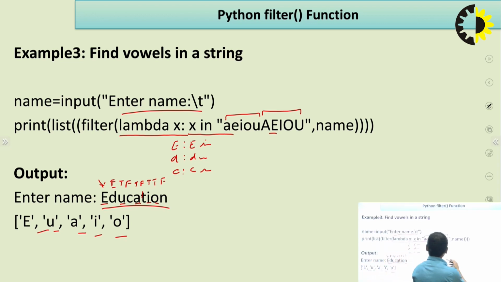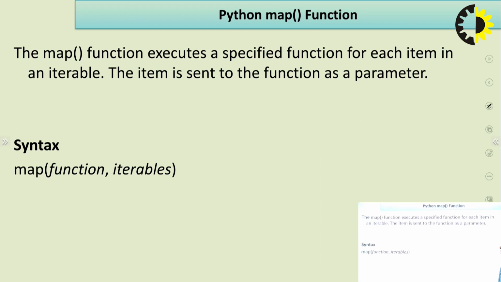This is a very interesting example of the filter function. Now another function, map. This is an example of a higher order function. What does the map function do? The map function executes a specified function for each item in the iterable. The item is sent to the function as a parameter. Same here, the map function receives another function as the first parameter and an iterable as the second parameter.